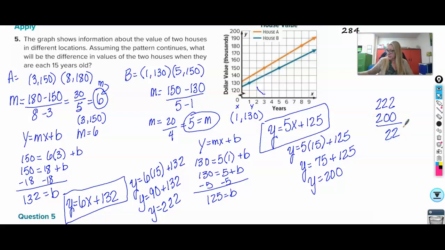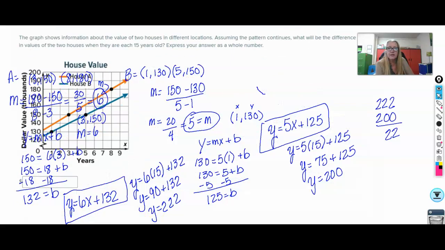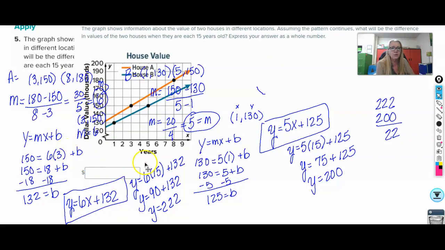Now see, this one is tricky because you can't put 22 as your answer on this. They're asking you what will be the difference in the values when the houses are 15 years old, and what they want is the total money. They don't want 22. They're not going to be $22 different. These dollar values are in the thousands. So in here, you have got to type in 22,000, 3 zeros, people, and it will be marked correct with or without the comma.